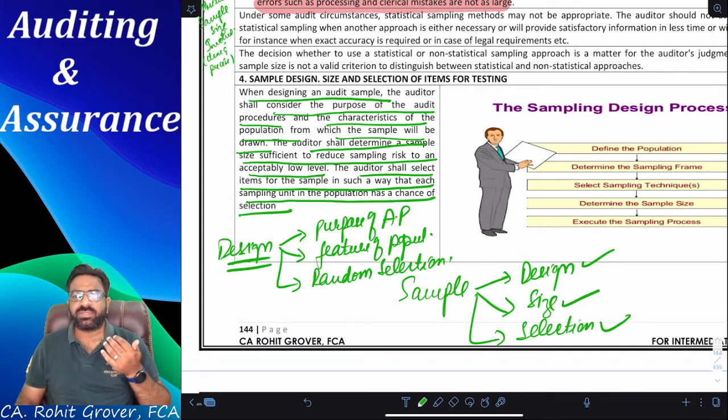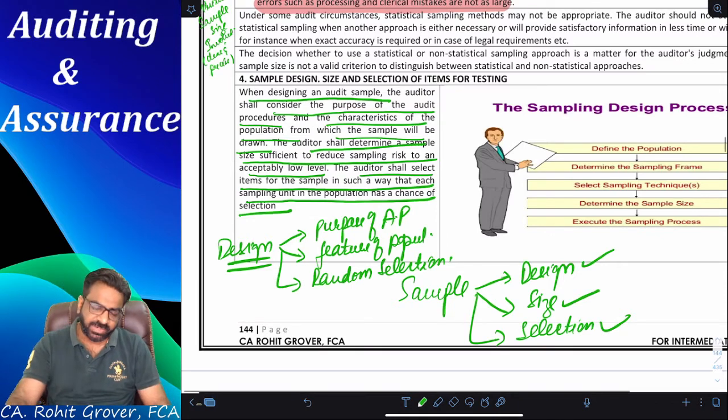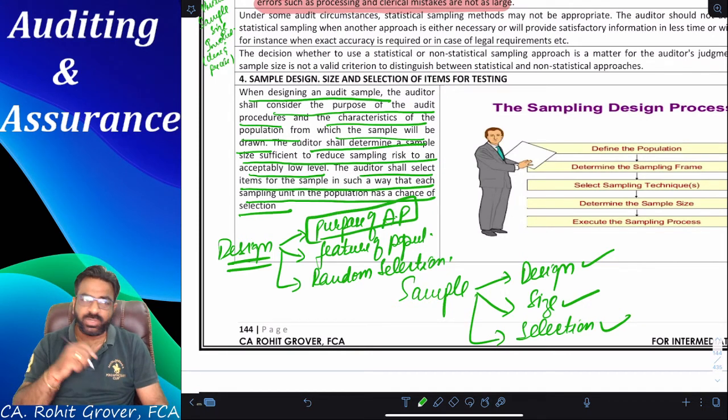If I have to ask you a very simple thing, if you are doing TOC and TOD, testing of controls and testing of details, where will your sample size be more and where will your sample size be less? Testing of controls is less. Yes, and testing of details will be more. So point number one is what kind of audit procedure you are going to apply. That will also help you in designing your audit sample.